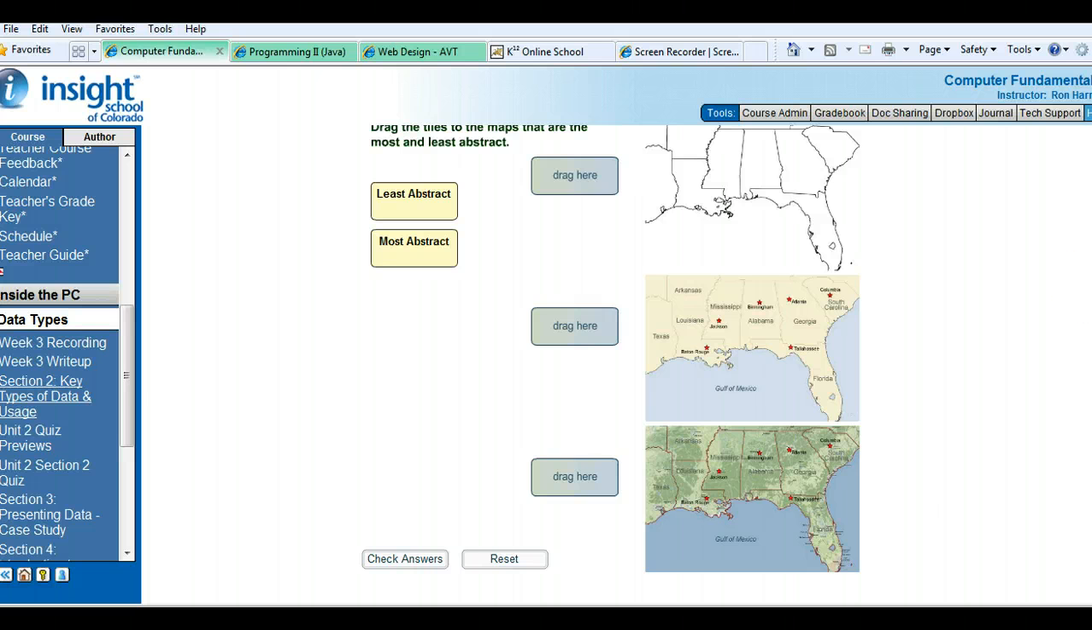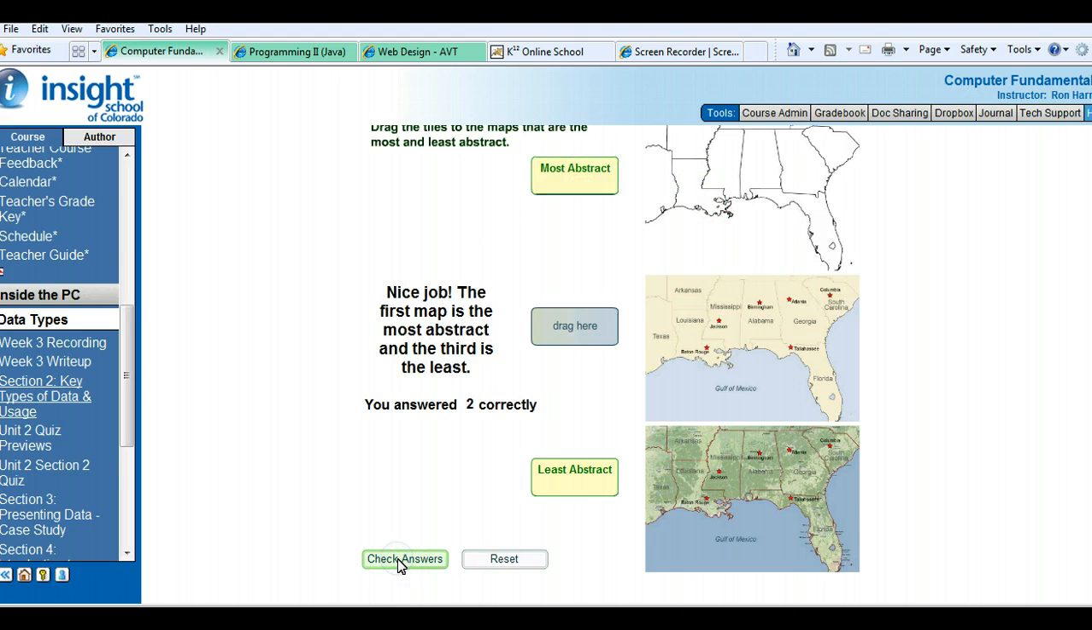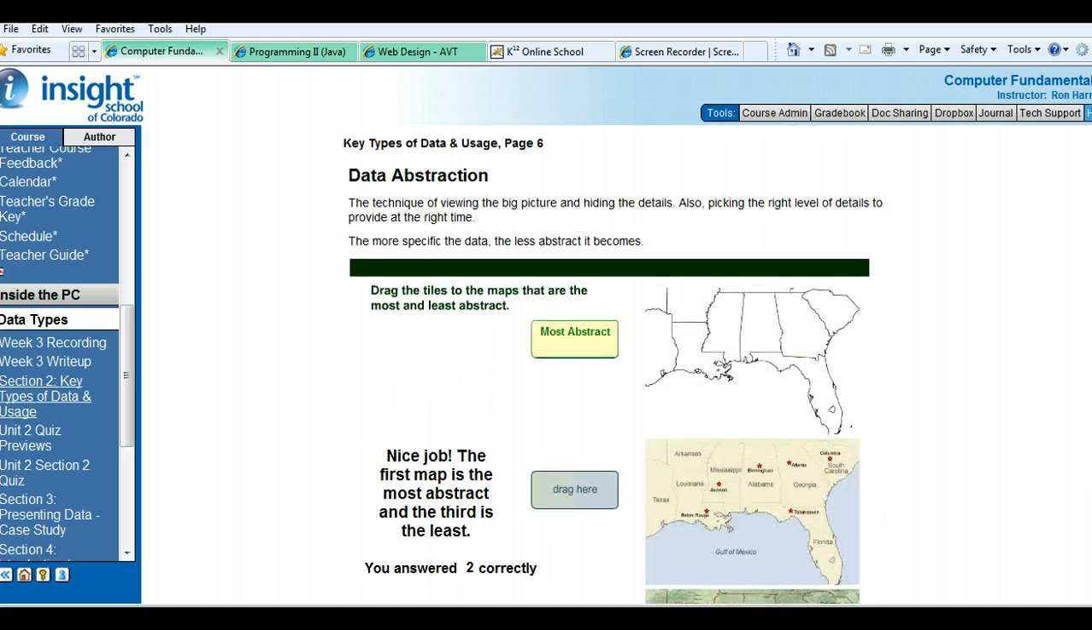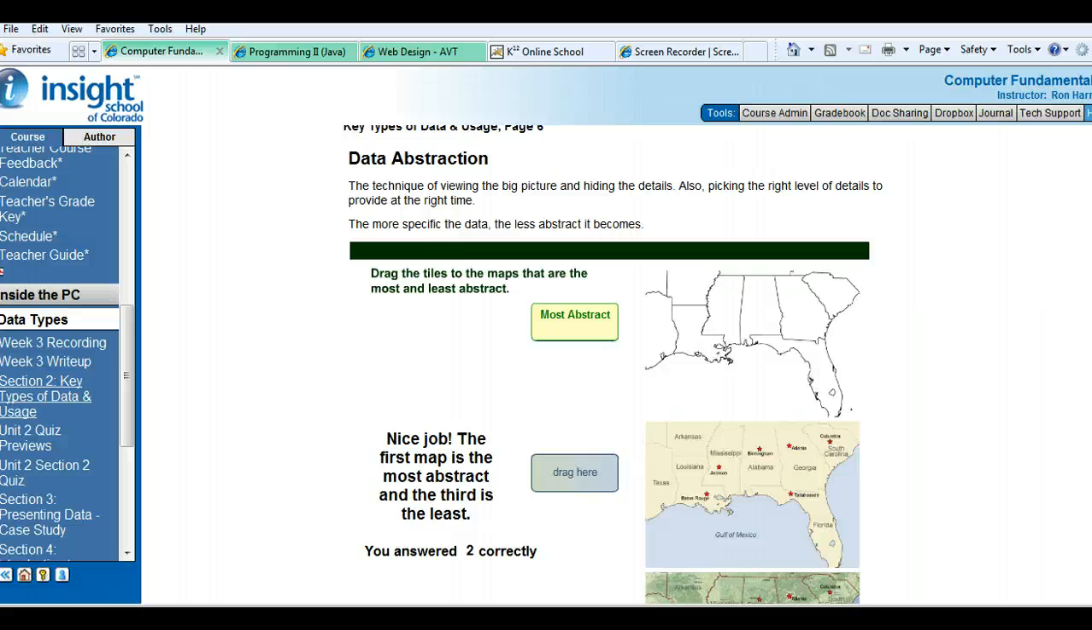So again, if we look at abstraction, the least abstract, let's go ahead and choose that one because it has all kinds of details, doesn't it? This one up here has no details. Let's see what that one shows, see if we're correct on this. Yeah, so the first map is the most abstract because there are no details. The bottom one is least abstract because it has lots of details. So data abstraction is looking at the big picture, hiding the details.